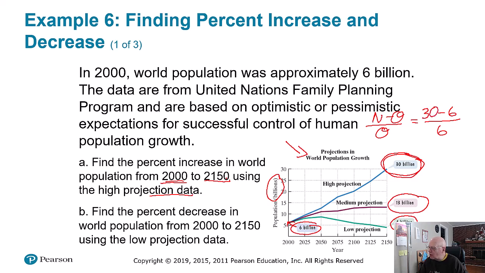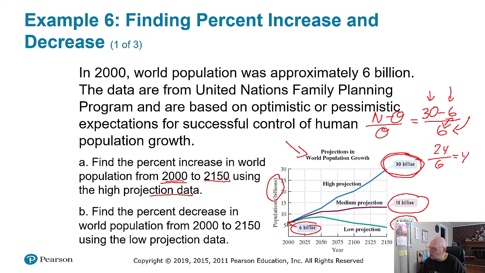Once you get those right, you should be in good shape. New minus old divided by the old again. These two should be the same number. Now we do the calculations. 30 minus 6 is 24. Divided by 6 is a 4.